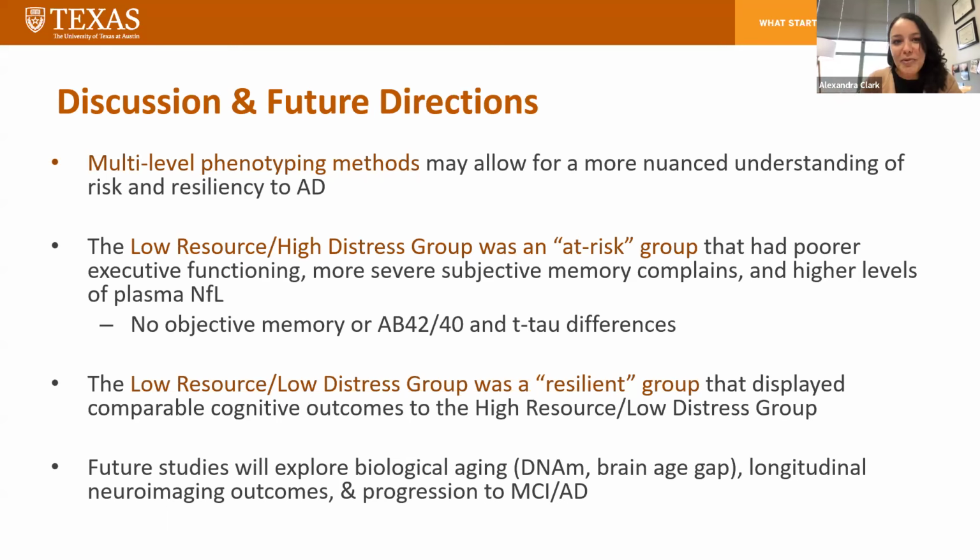I just want to highlight that we're doing some really fun studies to better understand these groups moving forward. We're looking at biological aging across these groups, longitudinal neuroimaging outcomes, and trying to see, all right, who progresses to MCI and AD at different rates, okay?